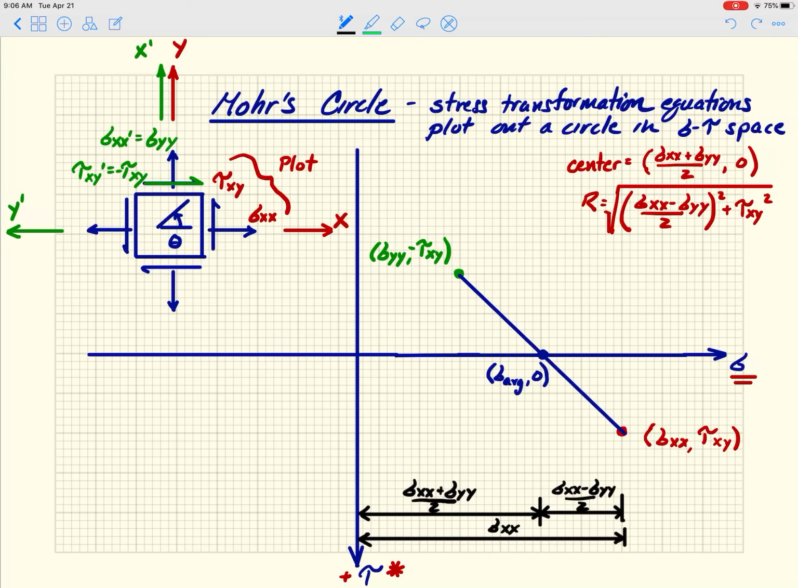Okay, so now that I've drawn these 2 points, they are 180 degrees apart. So this is 2 theta equals 180 degrees, which means theta is 90 degrees. Well, that's exactly what I did. That's the difference between the red coordinate system and the green coordinate system. I rotated it 90 degrees. Now I can draw my Mohr circle.